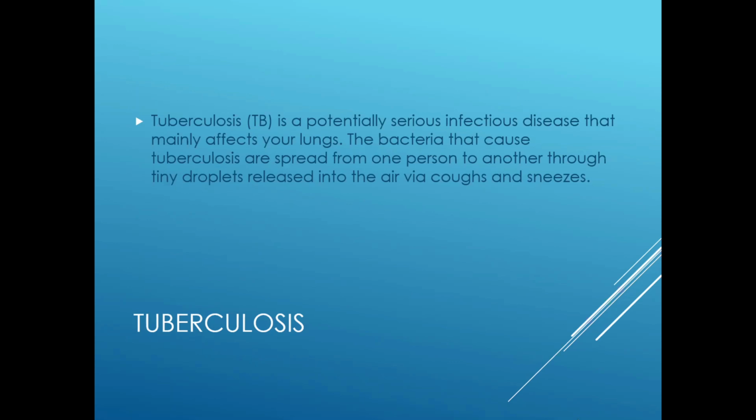Active TB is, okay, my PPD is positive, and now I did an x-ray, there's infiltrates on the x-ray, and I have symptoms. So you have the cough, the shortness of breath, hemoptysis, night sweats, fever. These are all the symptoms that we're going to talk about. So that's active. When can I spread it?